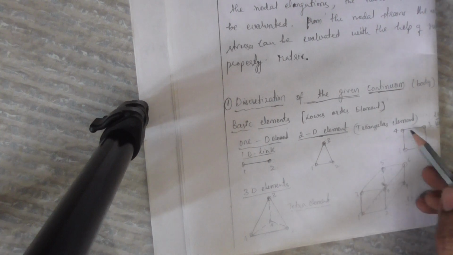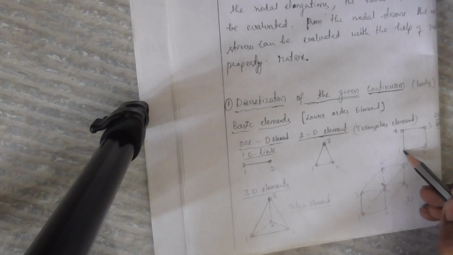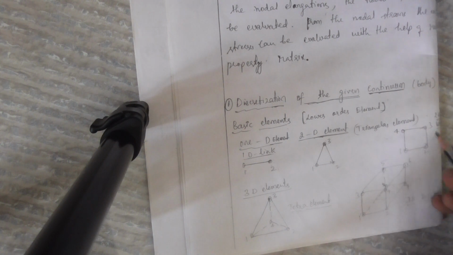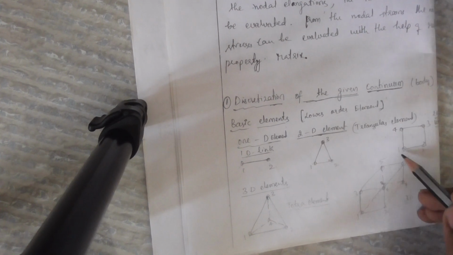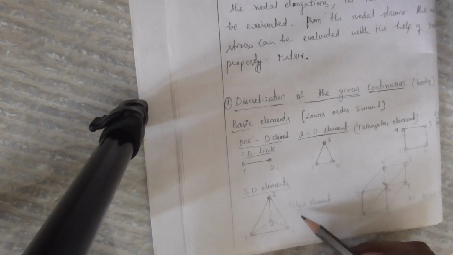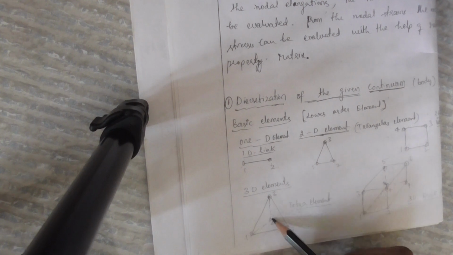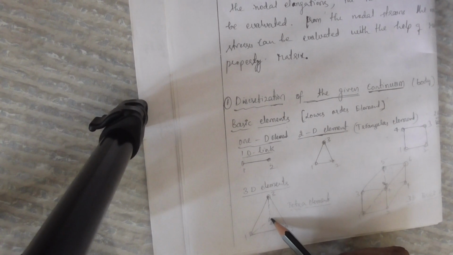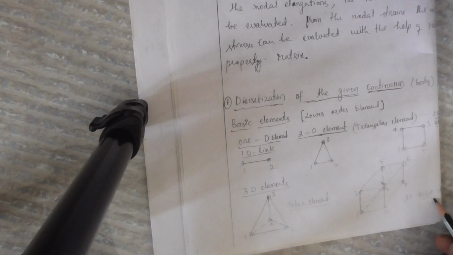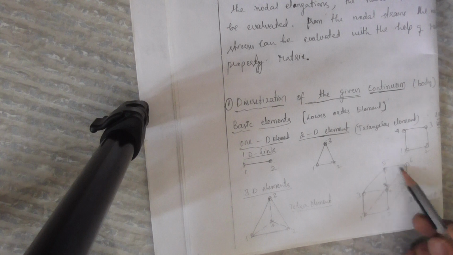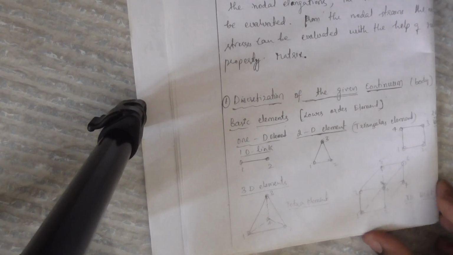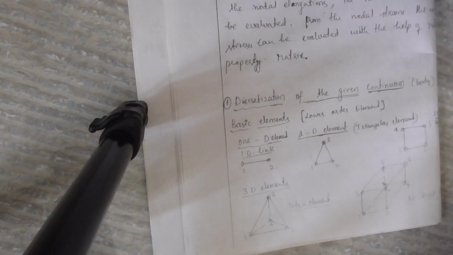And if you take the 2D quadrilateral element, we have 1, 2, 3, 4. Then 3D elements, take the tetra element, so 1, 2, 3, 4. In these basic elements we have only the basic nodes. That's why basic elements are lower order elements. Then the 3D brick element or hexa element: how many nodes? 8 nodes, 1, 2, 3, 4, 5, 6, 7, 8. So these basic elements are lower order elements.